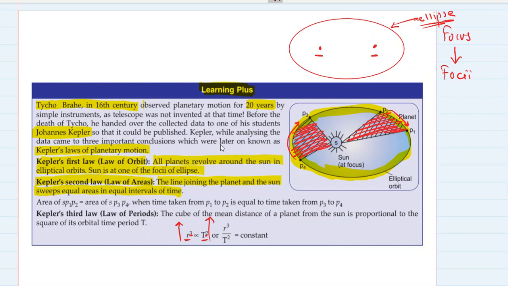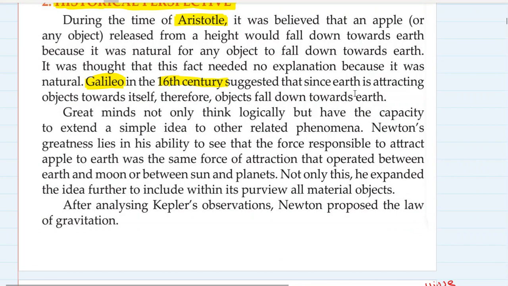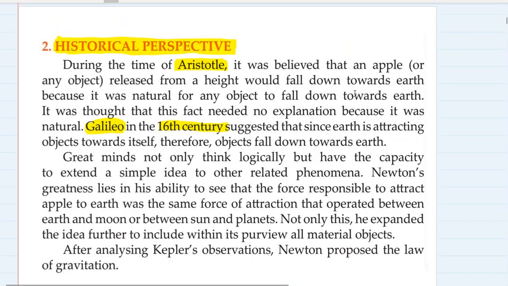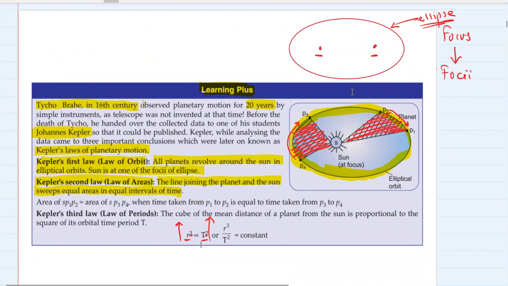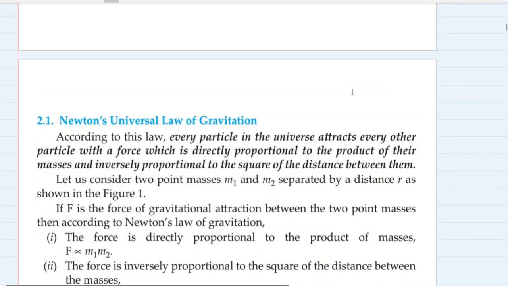But if the planet is nearer to the sun, it will revolve faster. Okay, so these were the three laws of Kepler, which basically started the whole journey towards understanding of gravitation. It was begun by Galileo in the 16th century, also by Tycho Brahe, which passed it on to Johannes Kepler, who was the student of Tycho Brahe, and Johannes Kepler gave three laws: Kepler's first, second, and third law.